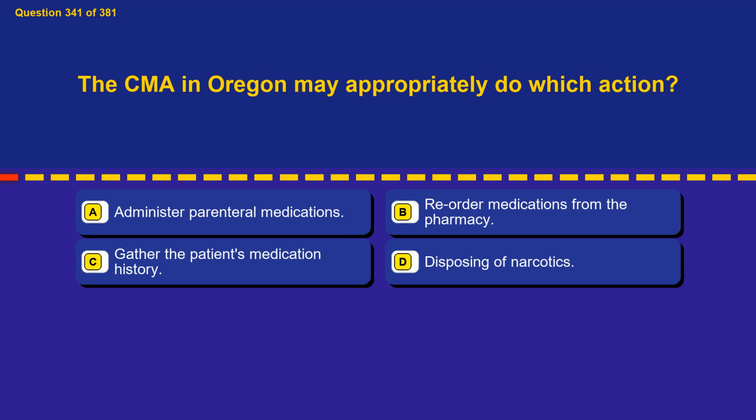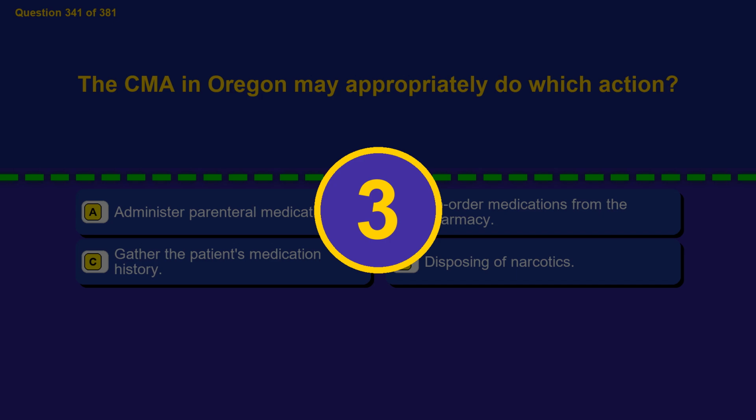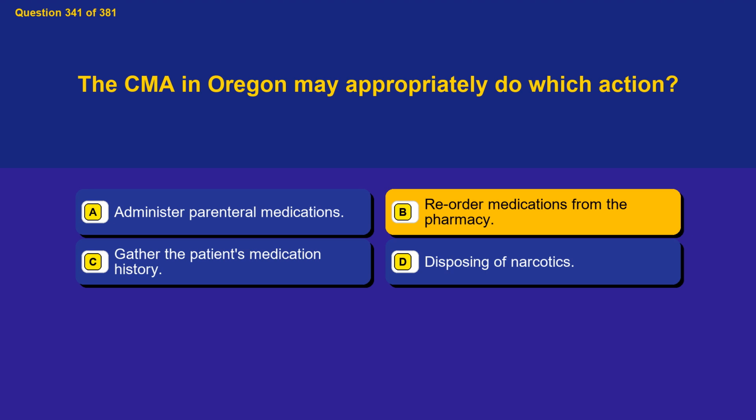Question 341. The CMA in Oregon may appropriately do which action? Option A, administer parenteral medications. Option B, reorder medications from the pharmacy. Option C, gather the patient's medication history. Option D, disposing of narcotics. The correct answer is option B. Reorder medications from the pharmacy.